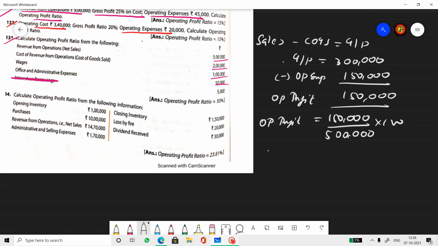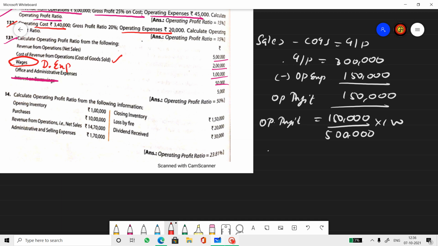Okay, I would like to make a small correction to this question. Wage is given here, but it is already part of cost of revenue from operation. Wage is a direct expense. So it is already forming a part of cost of goods sold, isn't it? How do we find cost of goods sold? Opening stock plus purchase plus direct expenses minus closing stock. So direct expenses has already been considered while calculating COGS. Hence, I should not take wage again when I find out the operating profit.